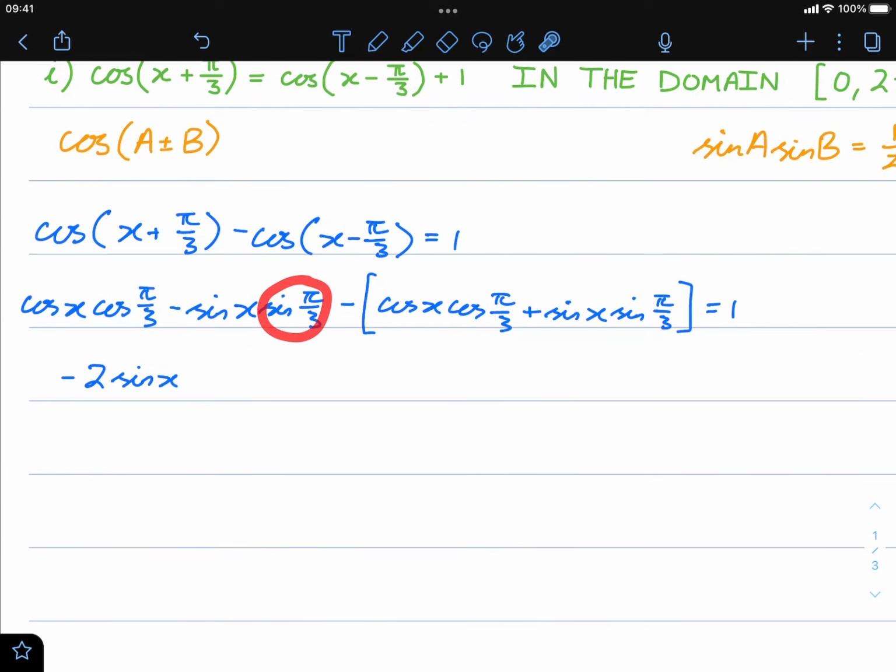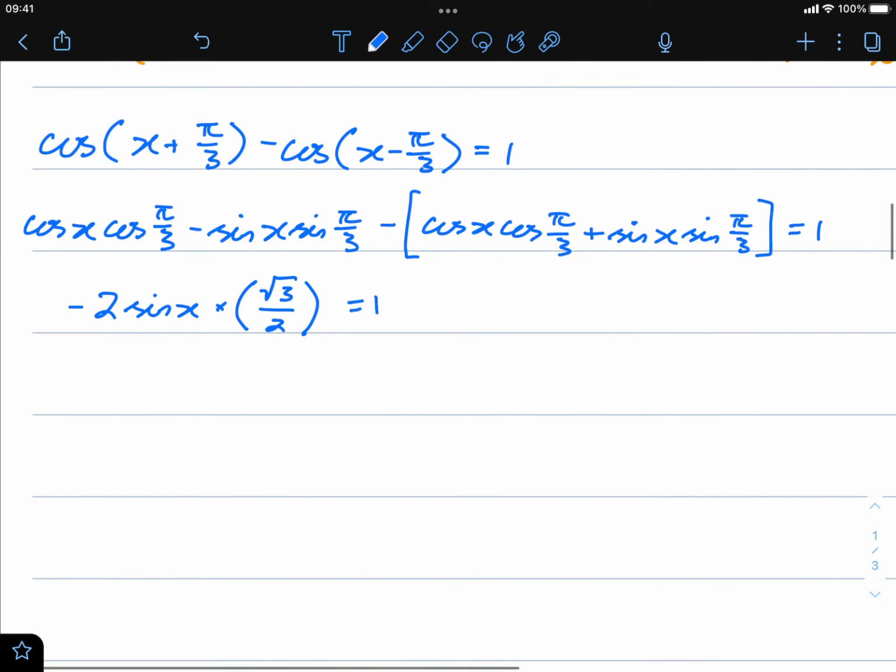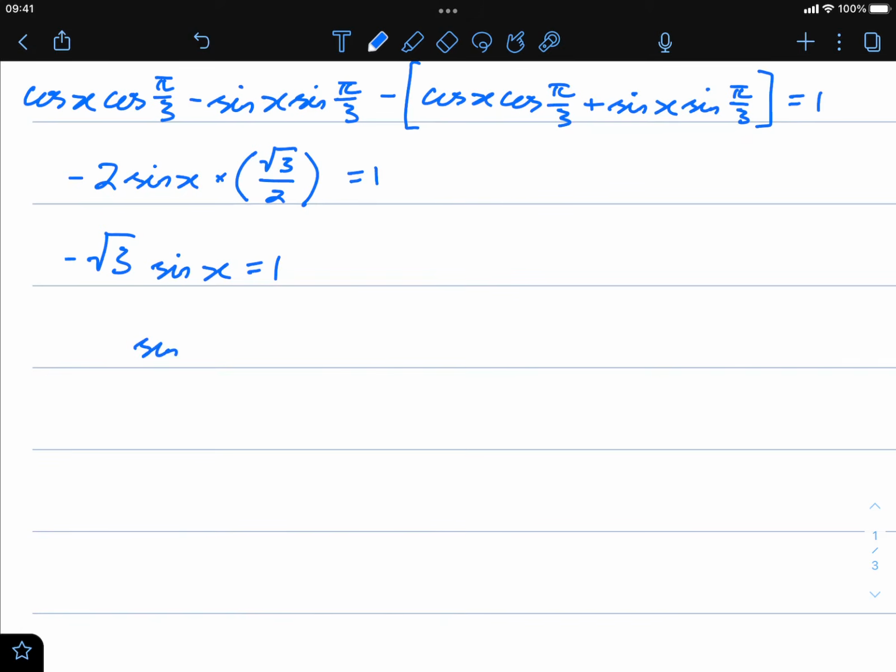Now sine pi on 3, okay, that's going to be times root 3 on 2 is equal to 1. Now from here we get negative 2 times half. That becomes negative 1 times root 3. So negative root 3 sine x equals 1. Sine x equals negative 1 on root 3.